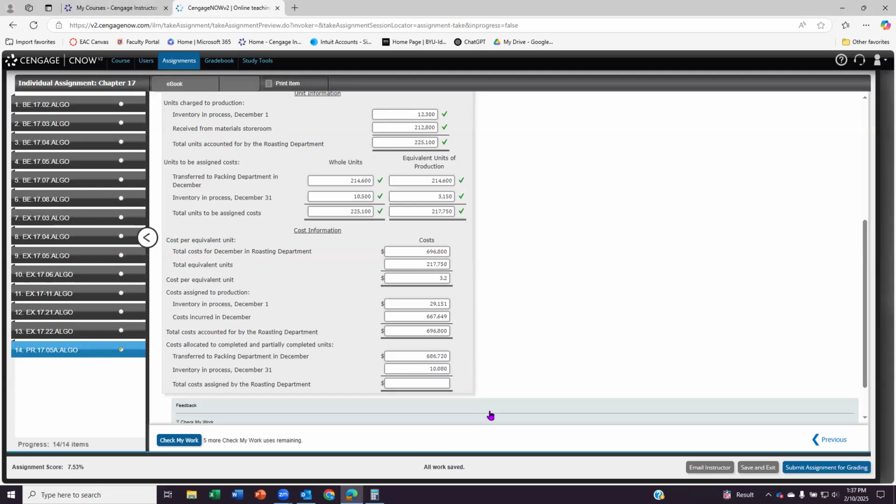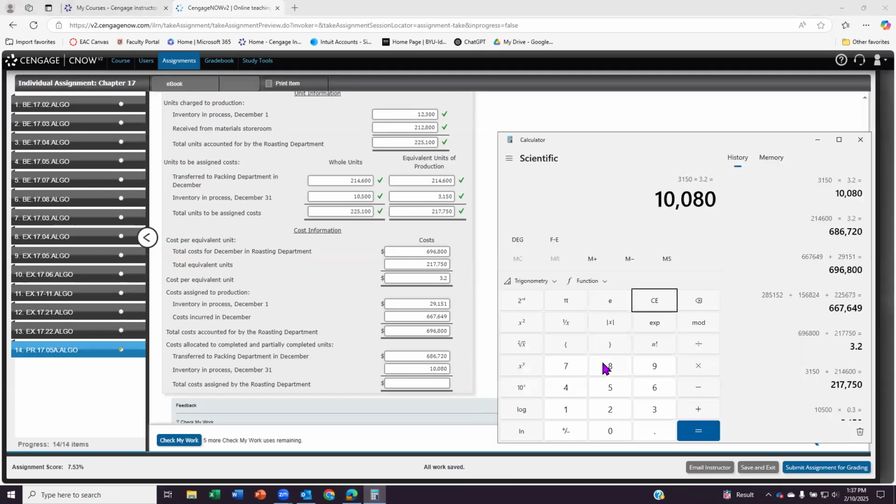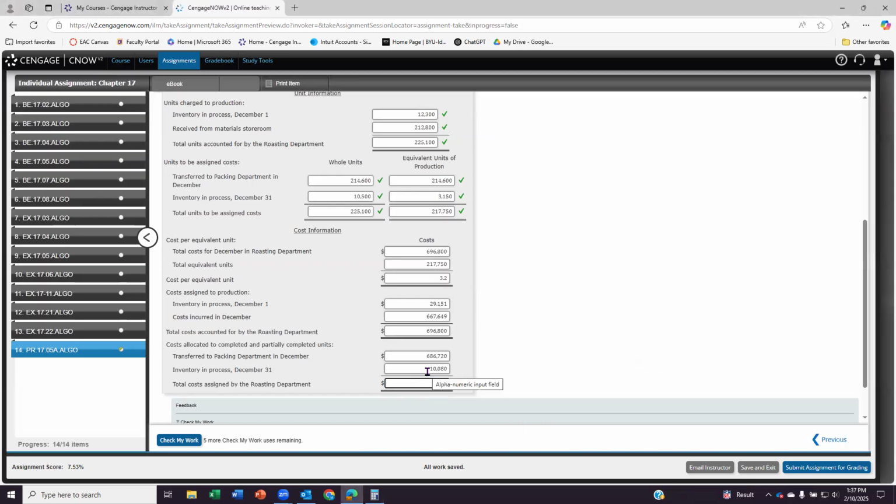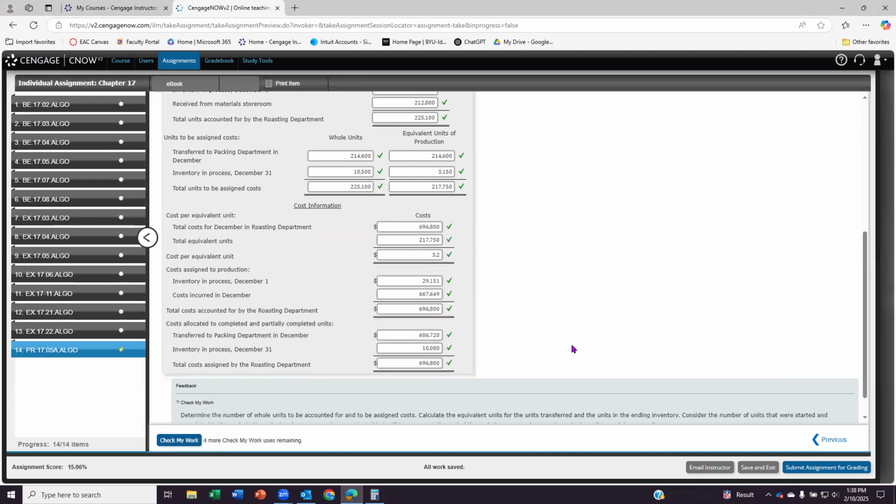And then we can add those together for our total costs, and they should match, right? This is kind of a way of checking ourselves here. So 10,080 plus 686,720 is 696,800. So that should be good. We'll double check by using a check my work, and we're all good.